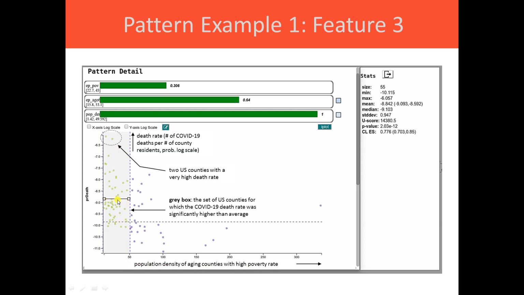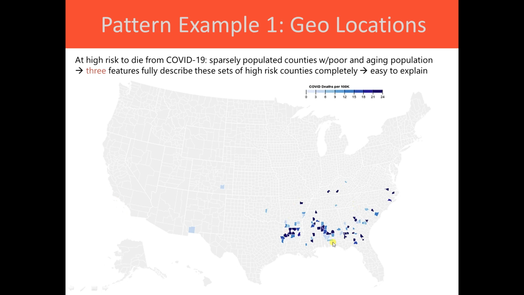So where are these counties? Of course, we can plot them on a map of the US, and they are mostly in the south. That's where these sparsely populated counties mostly are, where the population is poor and aging. These 3 things have to be fulfilled at the same time. One of them is not enough. Sparsely populated is not enough of a constraint; they also have to be poor and aging. And that makes sense, right?